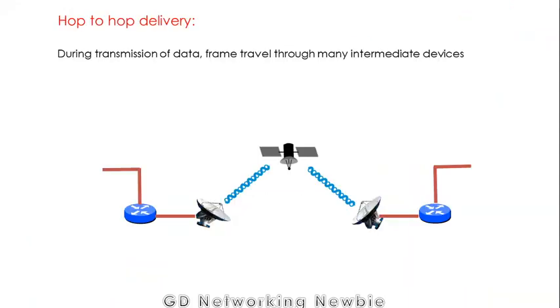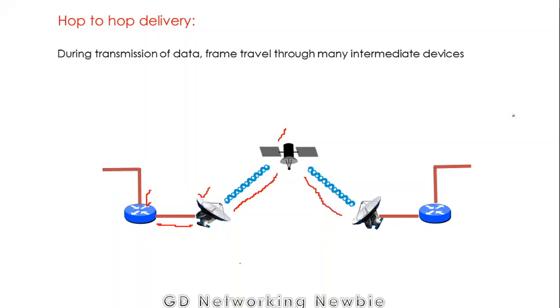And then the data link layer also provides hop-to-hop delivery. Hop-to-hop delivery means from point to point or from node to node. For example, in this case, if you see, this is one hop, and this is the second hop, and the third hop. So the data link layer is responsible to forward data from this point to this point, and then from this point to this point, and this point to this point.